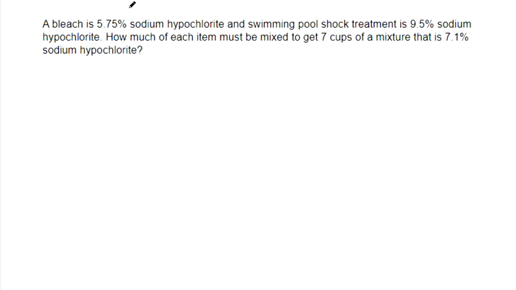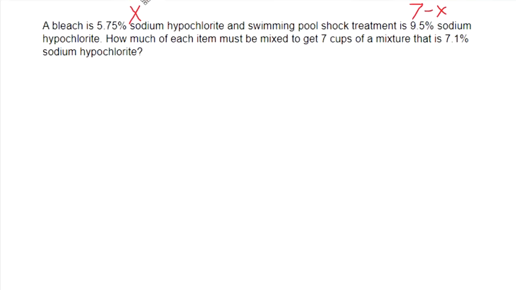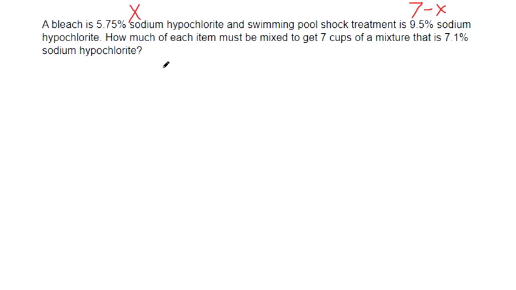So what we can do is just call one of them X. It's an X amount of cups. And so this one is going to be 7 minus X cups. Right? Because if this is 2 cups, then this has to be 5 cups. If this is 3 cups, it's got to be 4 cups, right? Yeah, 3 plus 4 is 7. So these two expressions balance that out so that we have an algebraic expression for the amount of cups.